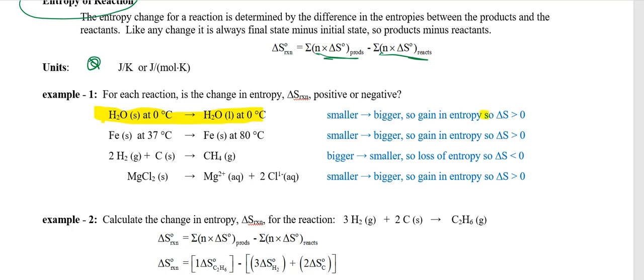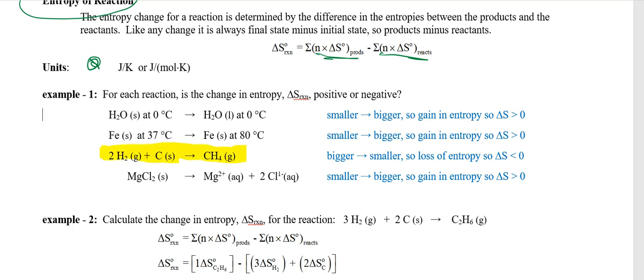And so what I'm trying to stress is gains are positive, typically. In the next line, we've got iron at the lower temperature to iron at the higher temperature, 37 to 80. Well, that's again smaller to bigger, which is going to be a gain of entropy. Because if your money pile went smaller to bigger, or your weight went from smaller to bigger, those are gains. Gains are positive. Losses are negative, and we see the loss in the next line.